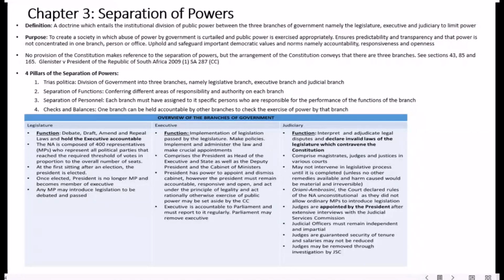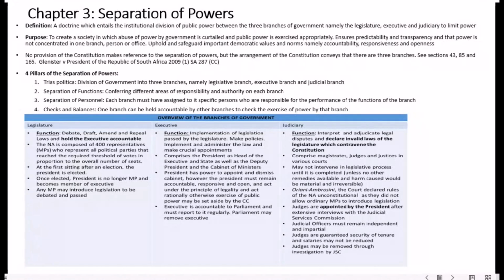We've got a separation of personnel, meaning each branch must be assigned to its specific persons who are responsible for the performance of the functions of that branch. Please do note, colleagues, that this is not always the case. Even though it is ideal, we do get overlaps at times. So it's not always possible to separate personnel between the various branches. Sometimes it does overlap. And then we've got checks and balances, where one branch can hold another branch accountable to check the exercise of power by that branch.